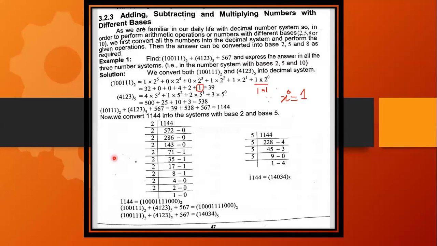Okay, thank you. After that, what I will do, I will write the whole question over here and then I will put the corresponding value that I got. First is 39 as it is, sign of addition as it is, that is given in the question. After that, 538 plus 567, the answer is 1144. Now the step 2 is to convert it with base 2 and 5.